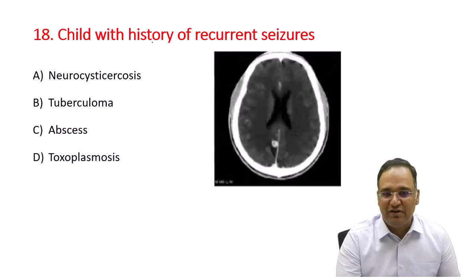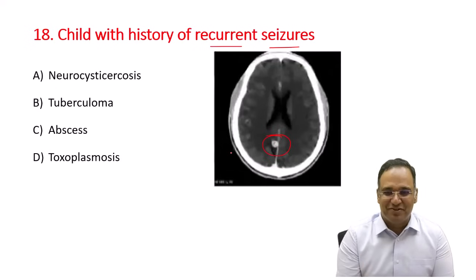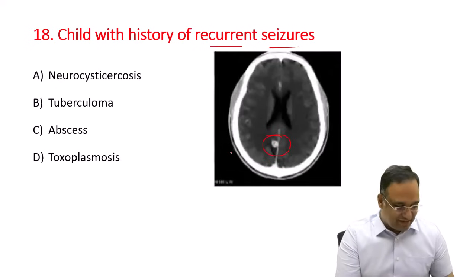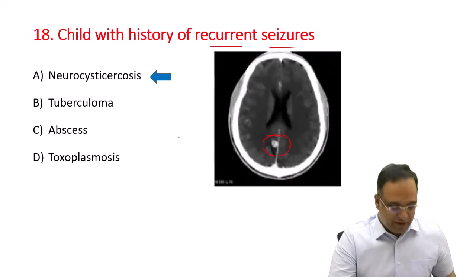Next question. A child with a history of recurrent seizures. Now, a ring enhancing lesion, classical. This is a neurosurgery question. A ring enhancing lesion with seizures is nothing other than neurocysticercosis. Okay. So, very, very clear answer.